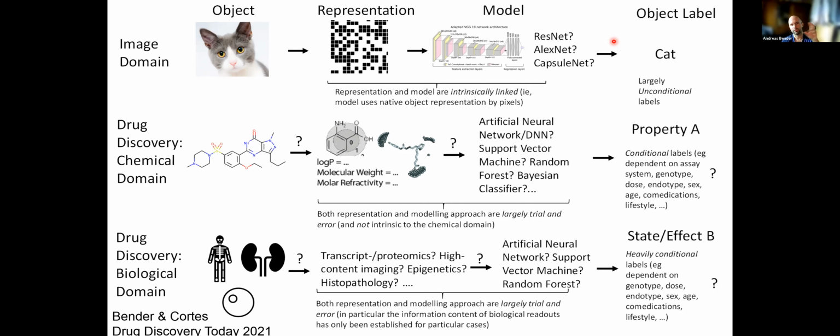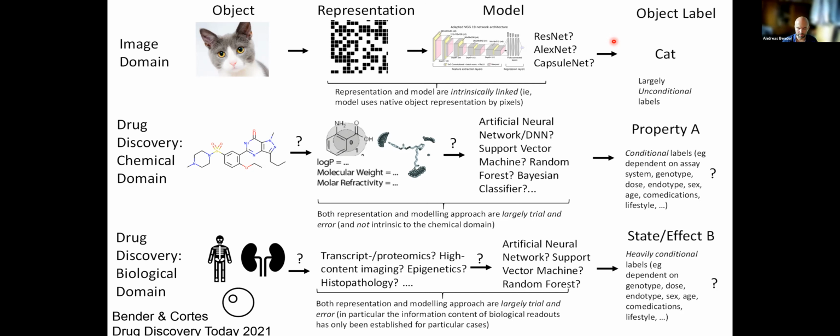So this link from object to representation is more shaky. We don't know how to model. There's no obvious CNN that we can use on a matrix representation, so we need to fiddle around with that. And then we have conditional labels as well. So you see, in the image domain that is much more integrated. In the chemical domain, there are actually much looser links between those different steps.